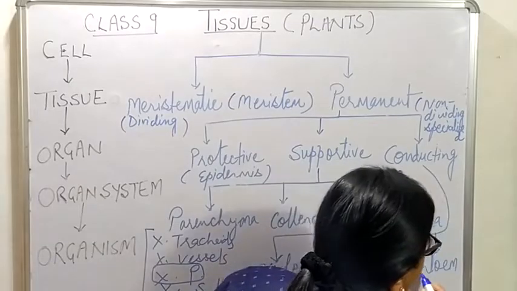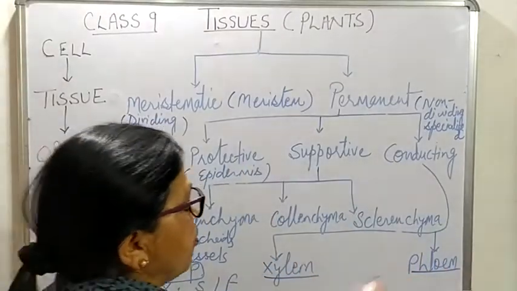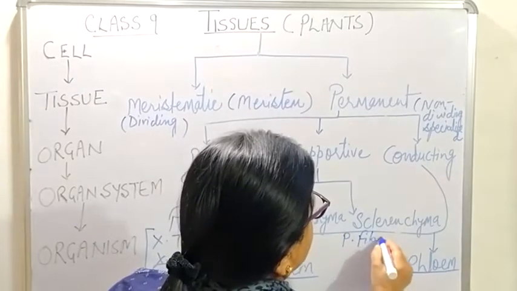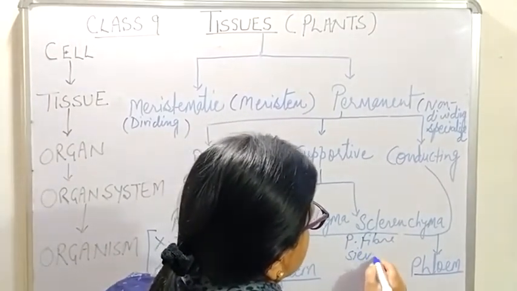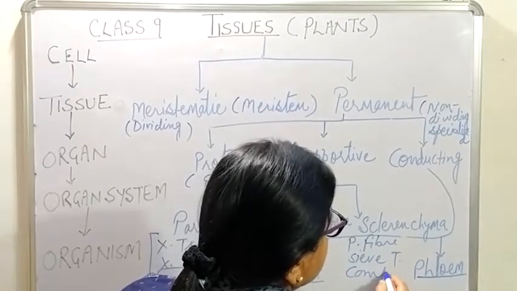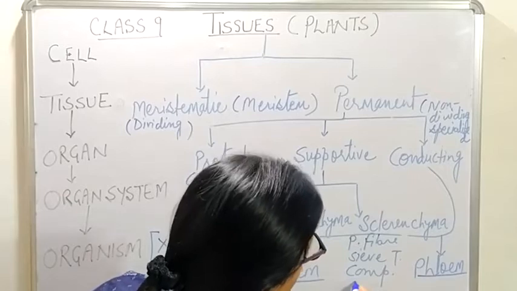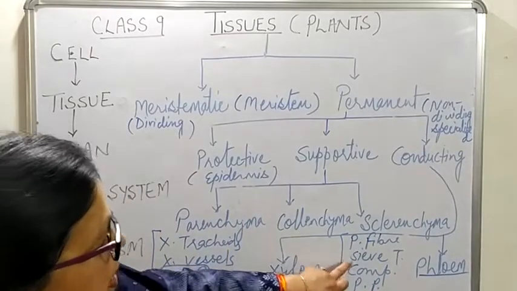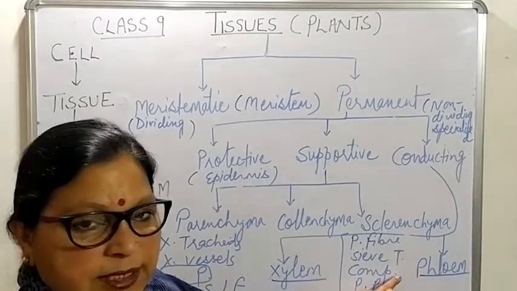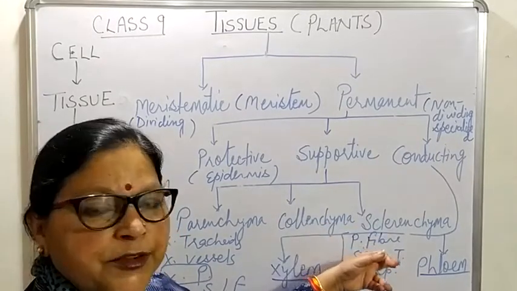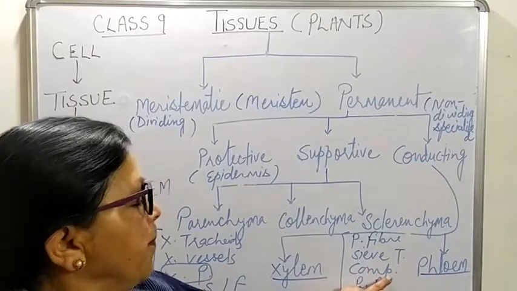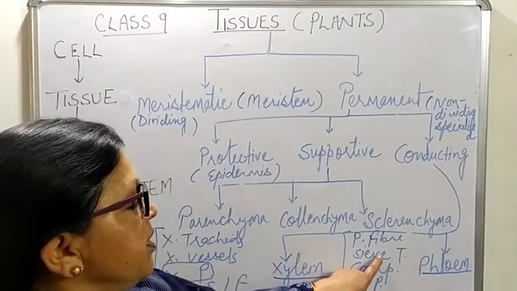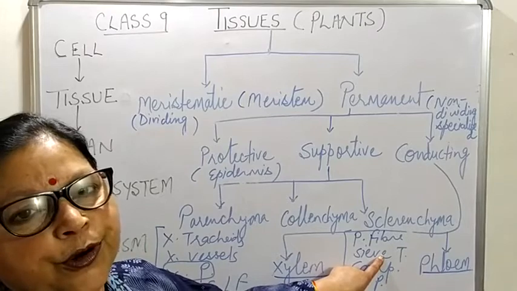Now, phloem is also conducting tissue. Phloem is made up of, number one, sieve tubes. Second is companion cells. Third is phloem fiber, and fourth is phloem parenchyma. These are 4 cells. Main are sieve tube cells and companion cells. Companion will give company to sieve tube. Sieve tubes do not have any nucleus, and companion cells have dense cytoplasm with nucleus. So with the help of companion cell, sieve tube will help in transport or conduction of food.